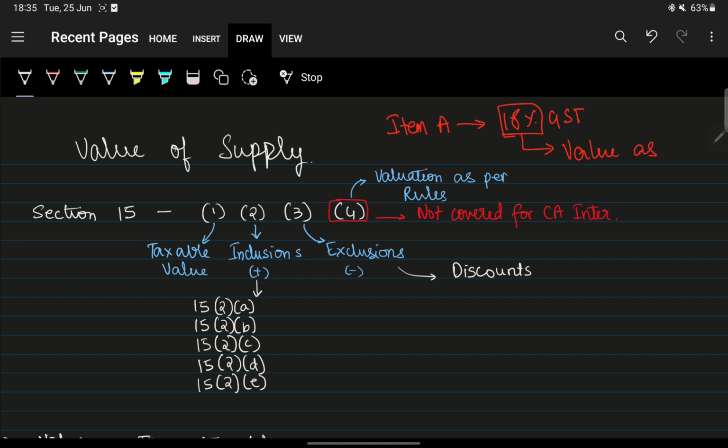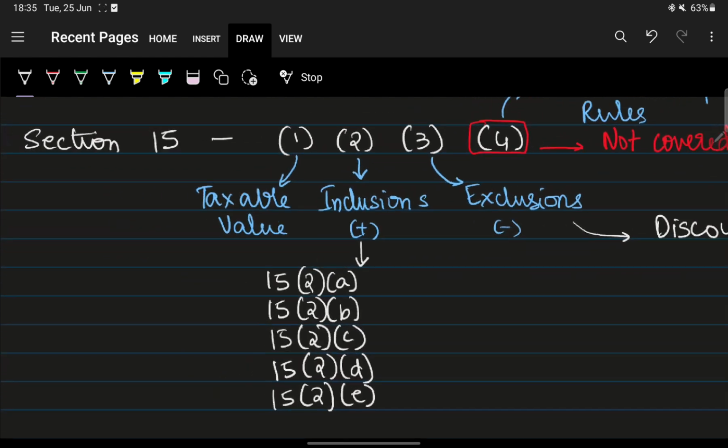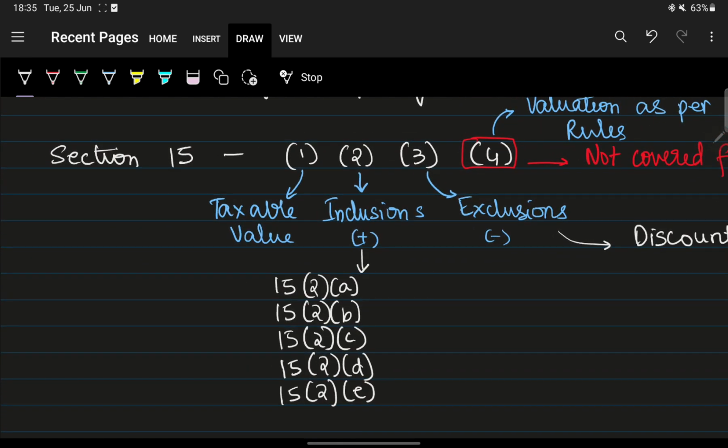value as per section 15. So value of supply is important because it is the value on which the percentage of GST is charged, or on which the GST is charged, right? Very simple, right? We'll just move on. Here section 15 talks about valuation, section 15 value of supply. By the end of this video you will 100% know that section 15 means value of supply.